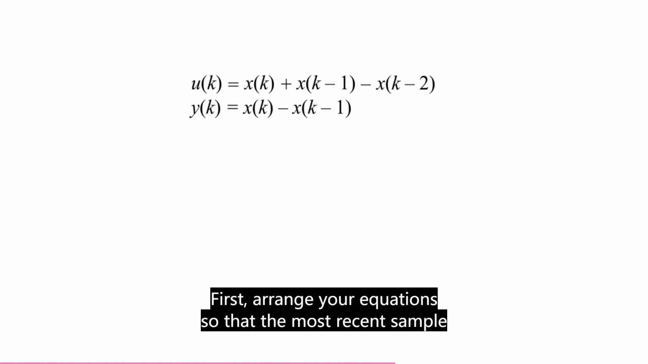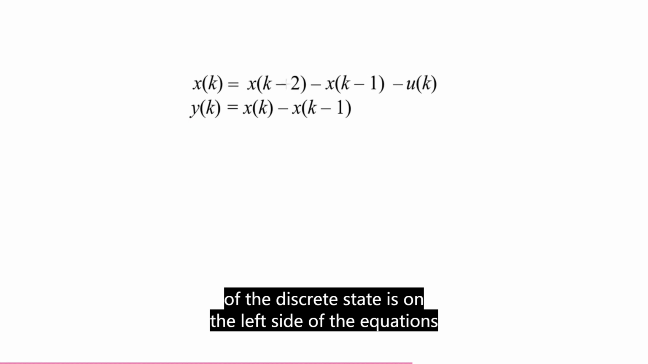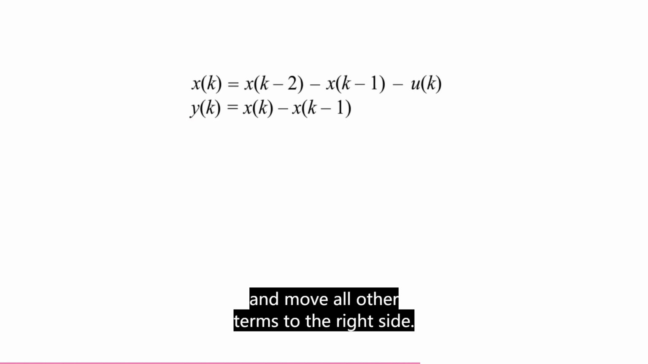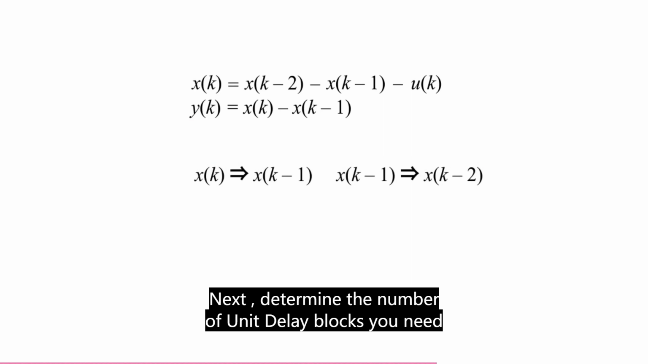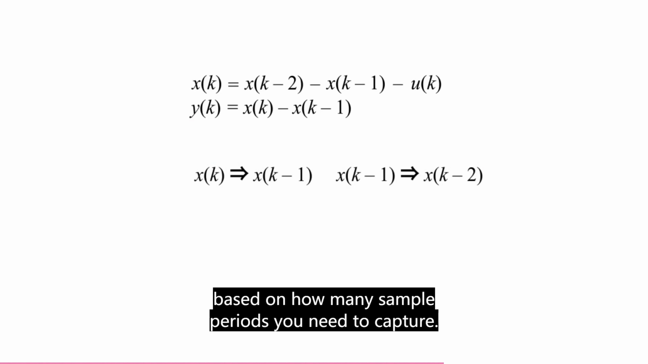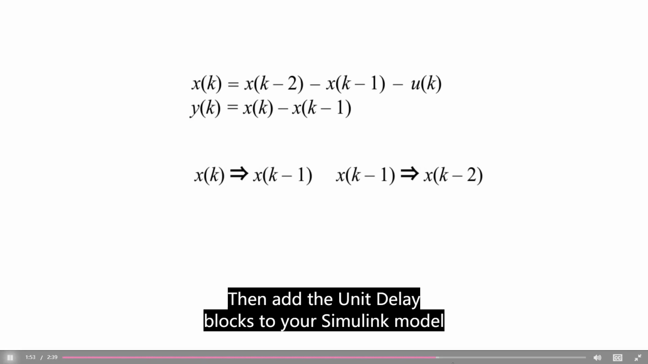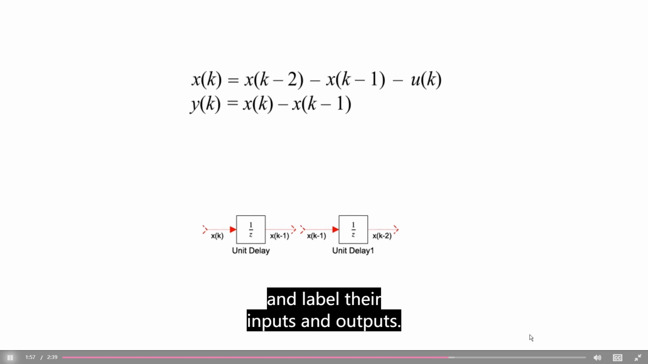First, arrange your equations so that the most recent sample of the discrete state is on the left side of the equations, and move all other terms to the right side. Next, determine the number of unit delay blocks you need, based on how many sample periods you need to capture. Then add the unit delay blocks to your Simulink model and label their inputs and outputs.